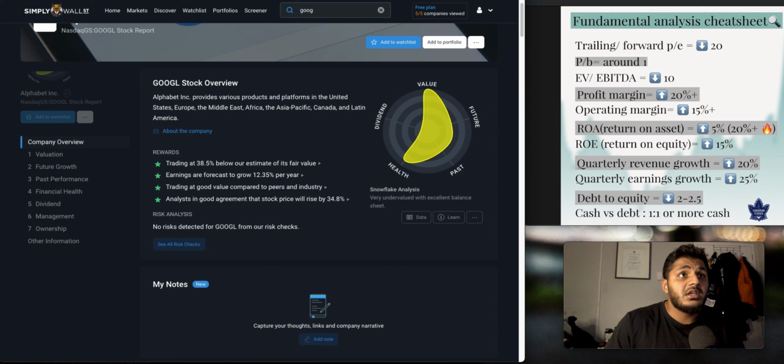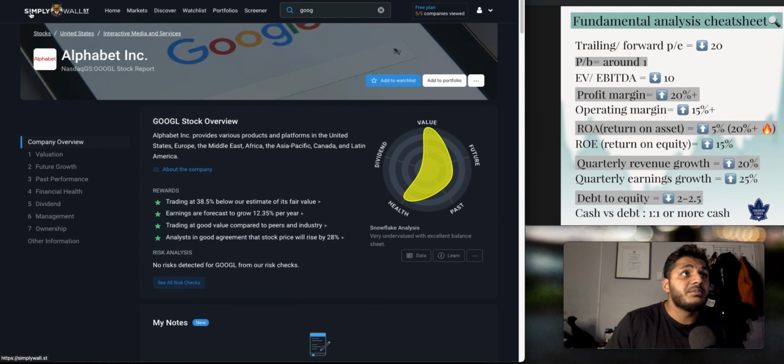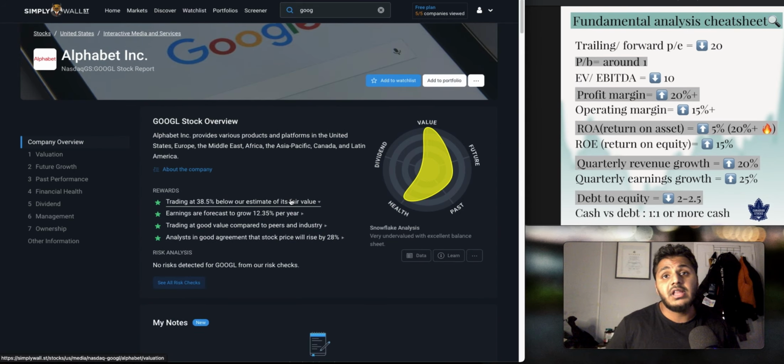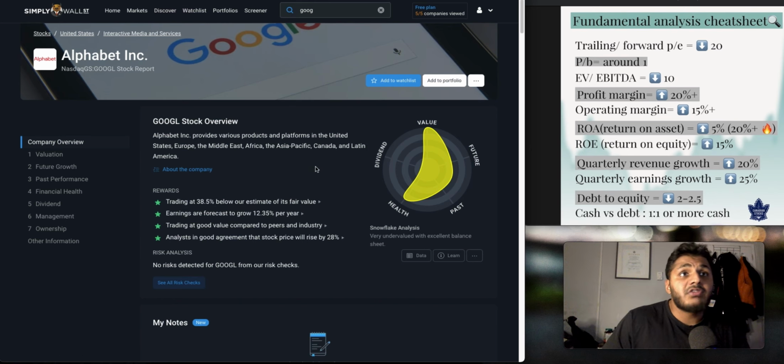Another great way is to use this app called Simply Wall Street, and you can see the link in my bio. And you don't even have to pay for this. If you want to pay for it, you get a more extensive outlook on the company, but this is just a quick way to see if the company is healthy or not.